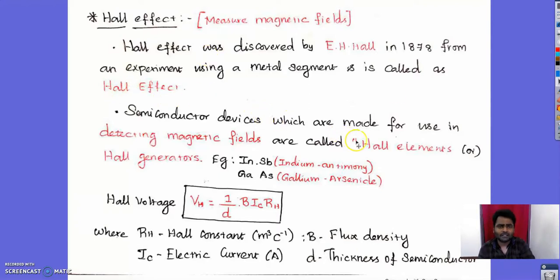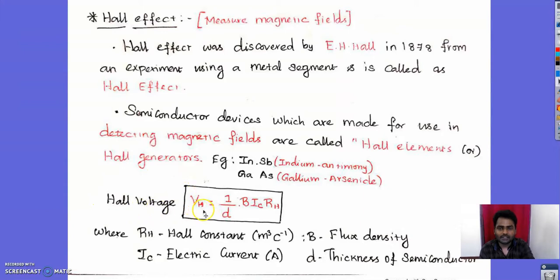The semiconductor devices which are made for use in detecting magnetic fields are termed as Hall elements or Hall generators. That is, the semiconductor material which we place between the magnets in order to measure the magnetic field is termed as a Hall element or Hall generator. Some examples of Hall elements or Hall generators are indium antimonide and gallium arsenide. From that we measure the Hall voltage, and from that only we measure the magnetic field.